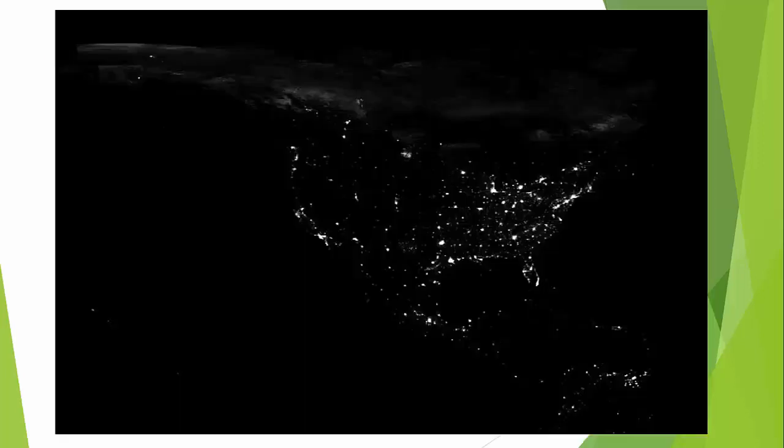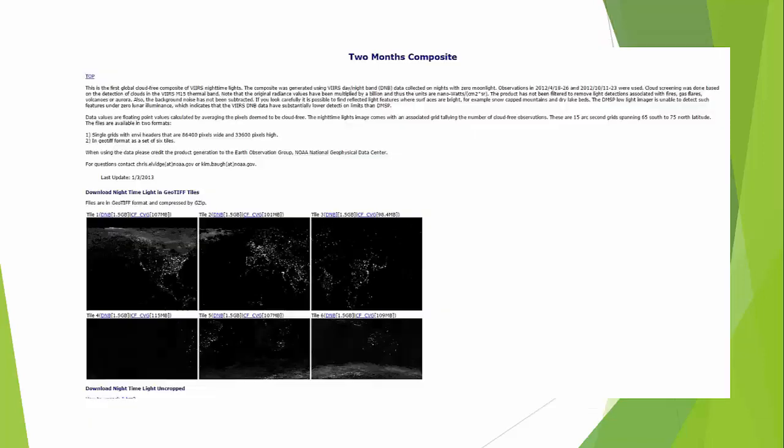This is the imagery tile that I downloaded from the Earth Observation Group at NOAA's National Geophysical Data Center. I wanted to use the 2 months composite imagery because it represents relatively stable sources of light. In other words, it minimizes the more temporal phenomena like gas flares and fires. The dataset is a composite of observations collected in April 2012 and October 2012 on nights with zero moonlight. The VIIRS sensor is aboard the Suomi National Polar Orbiting Partnership platform, which passes over scenes at 1:30 a.m.